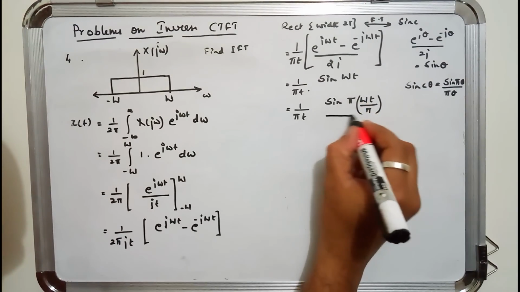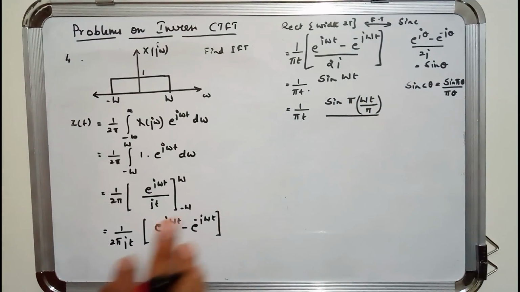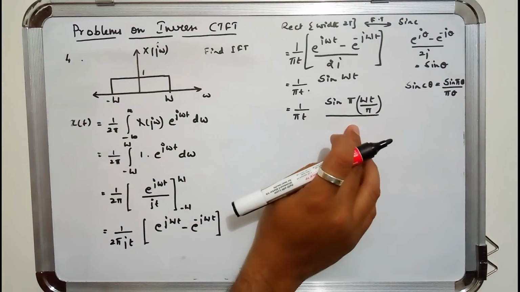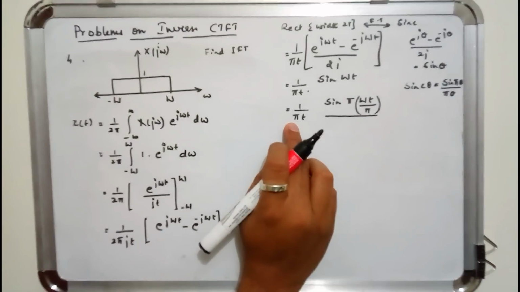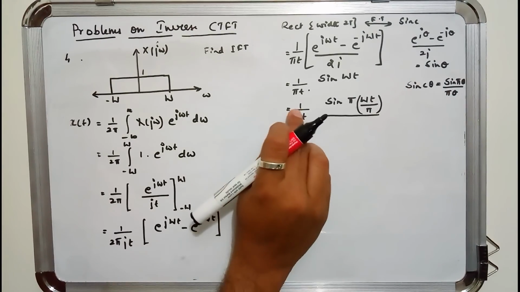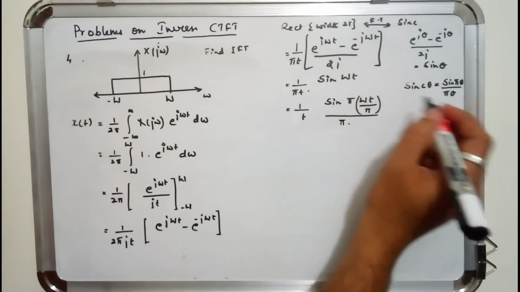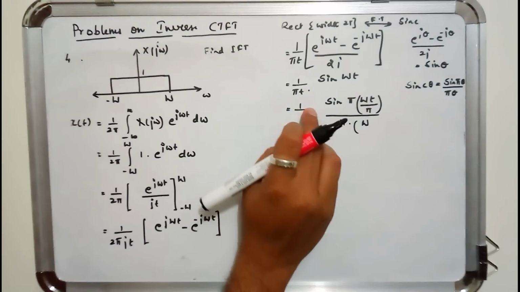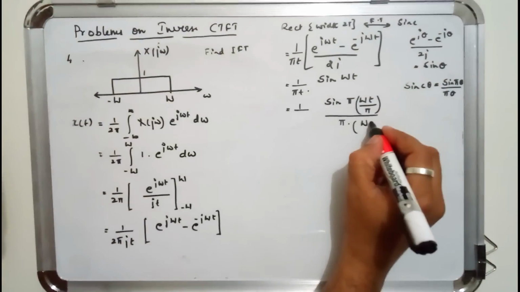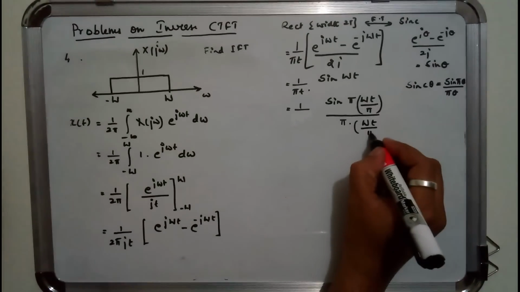So this is of the form sin pi into theta, where theta is wt by pi, but in the denominator also I should have pi into theta. So I have already pi here, so I'll take that pi here. Pi into theta is what? W t. T already I have it here, t divided by, I need to have pi.